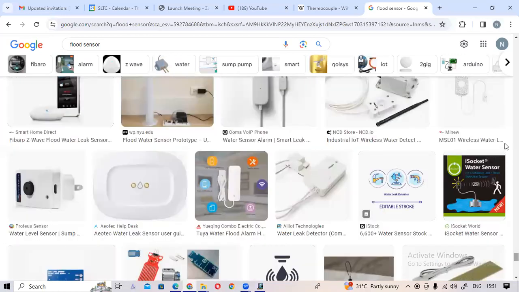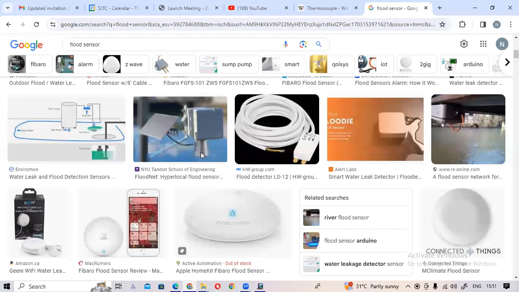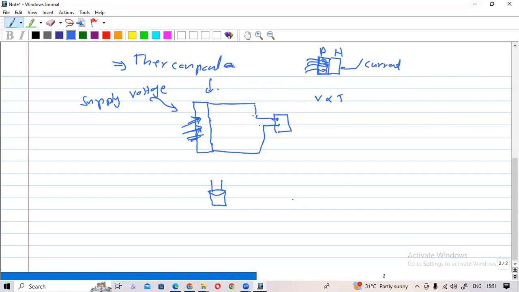There are some flood sensors familiar to me, but I couldn't find them here. Anyway, maybe this kind of one is a flood sensor. You can see that two terminals are there, plus and minus. When the water touches this sensor, it doesn't generate any voltage.